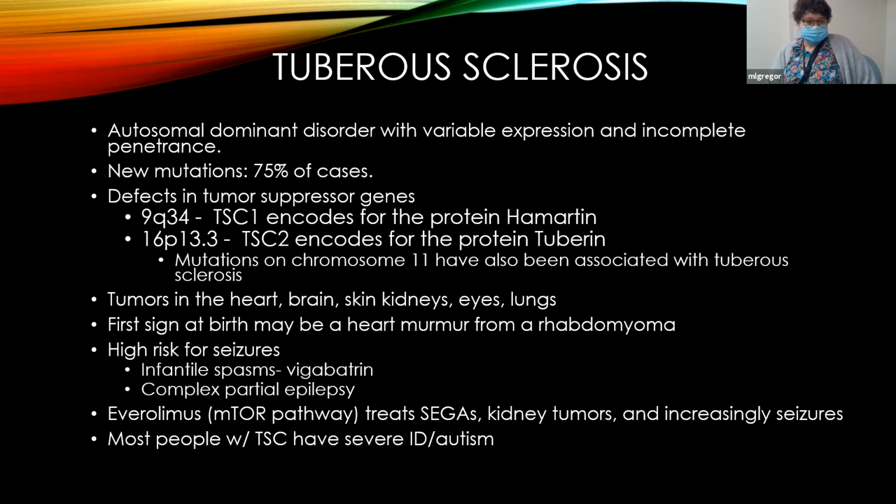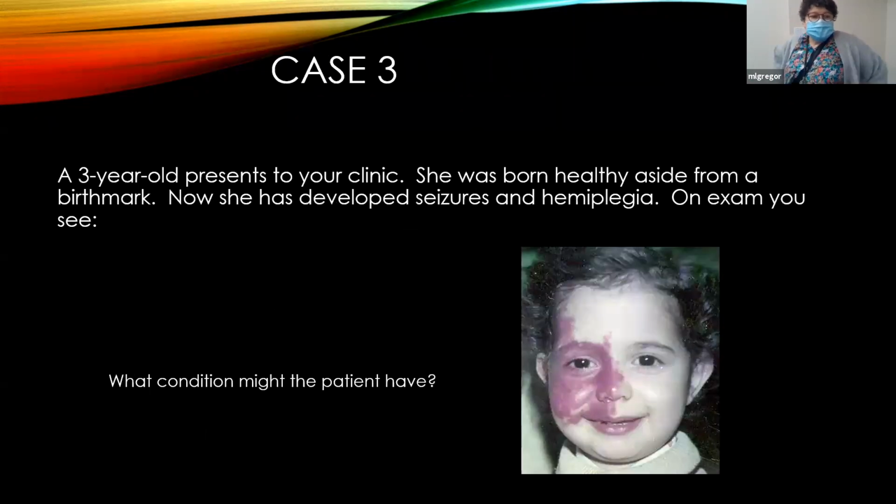So it's possible. So case 3, you have a 3-year-old come into clinic. They report child was born healthy, aside from the noted birthmark, was moving arms and legs equally, later on developed seizures and hemiplegia, and on exam you see this mark. What might the patient have?